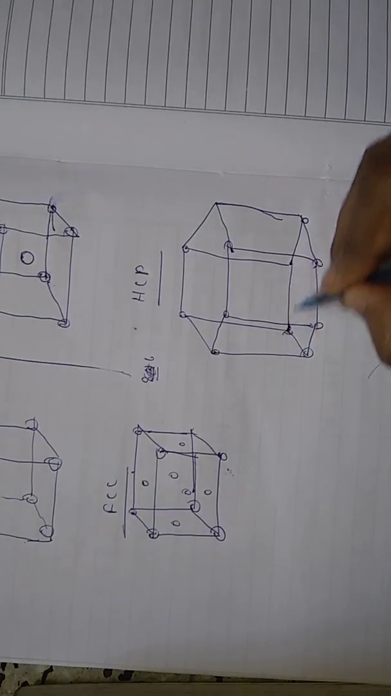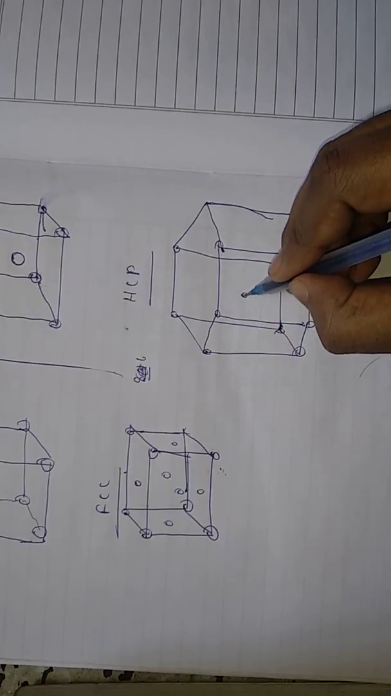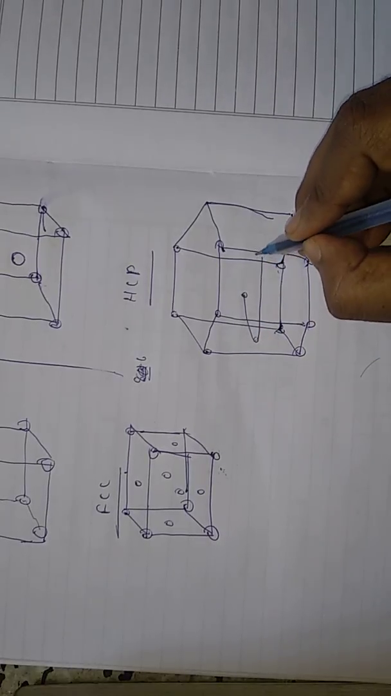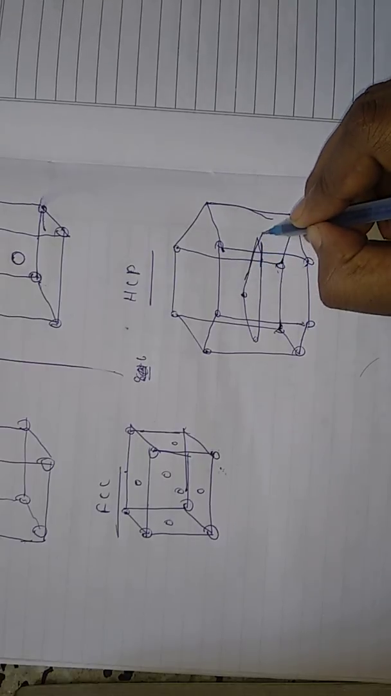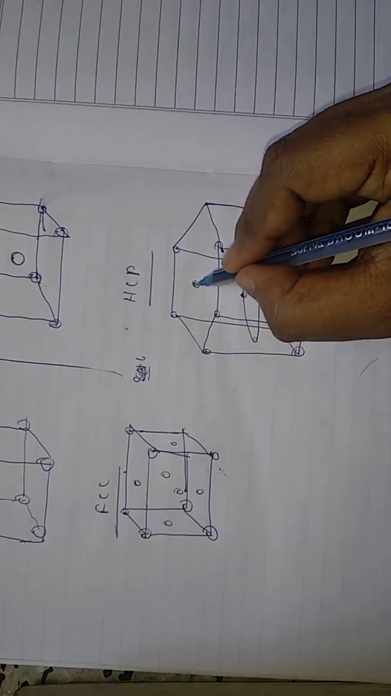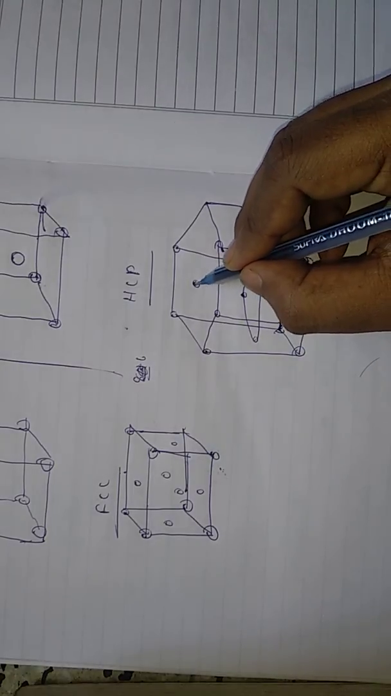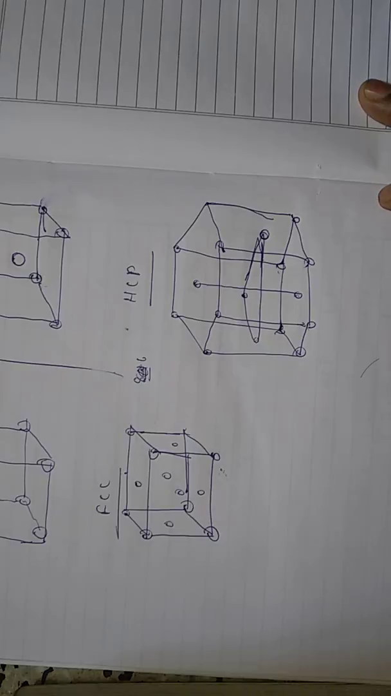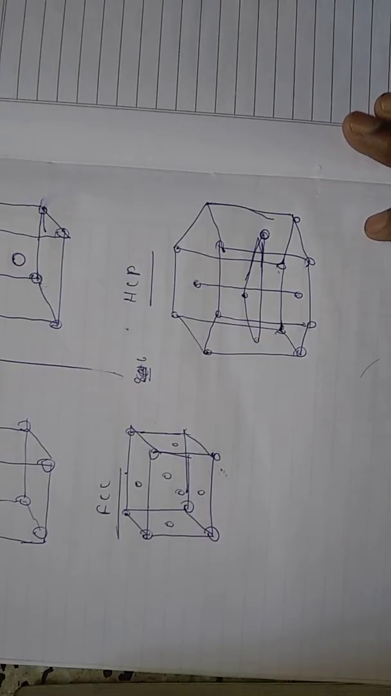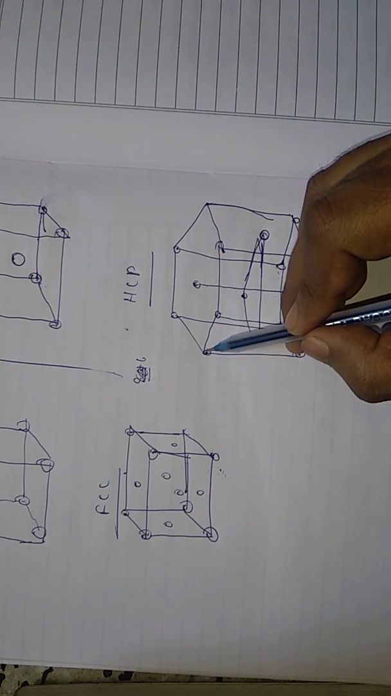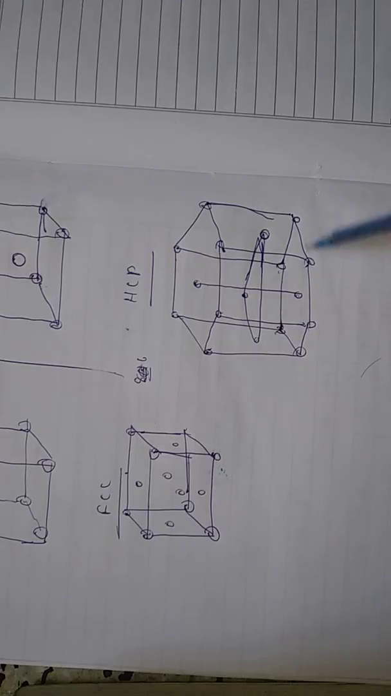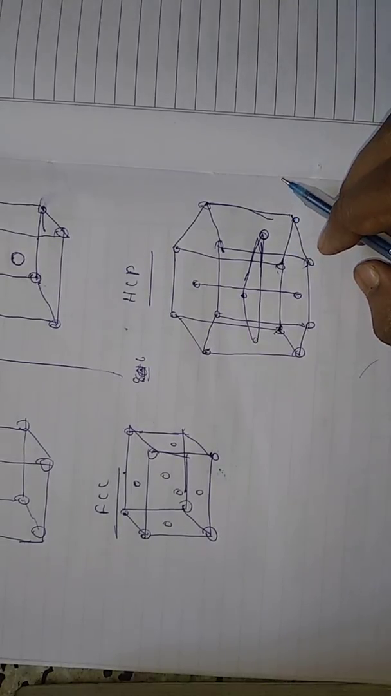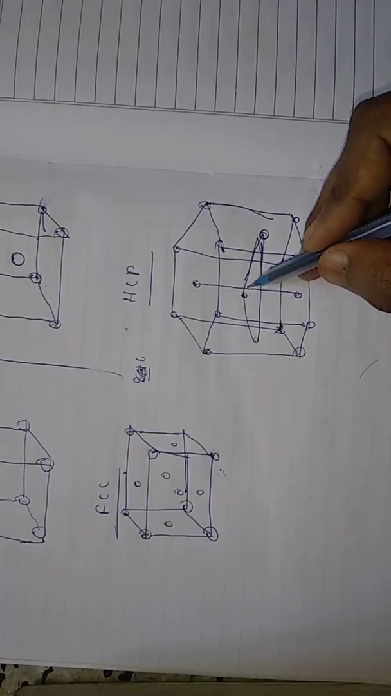So atoms are arranged in this manner. This is basically the hexagonal close pack structure, in which the unit cell contains one atom at each corner. So these are the corner atoms, and this also has corner atoms, in each corner of the hexagonal prism, and one atom each at the center of the hexagonal faces. These are the hexagonal faces.